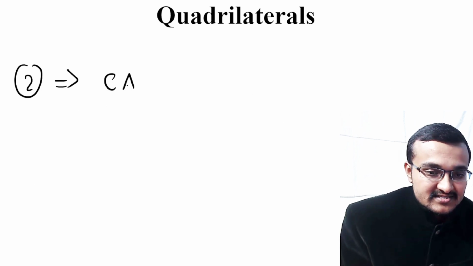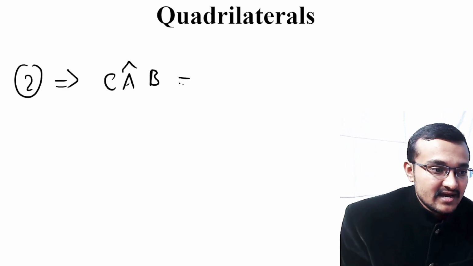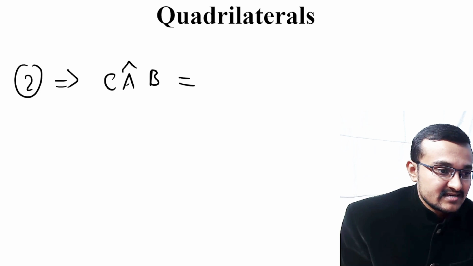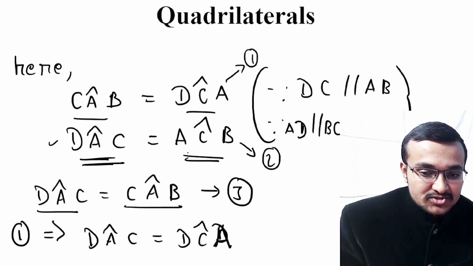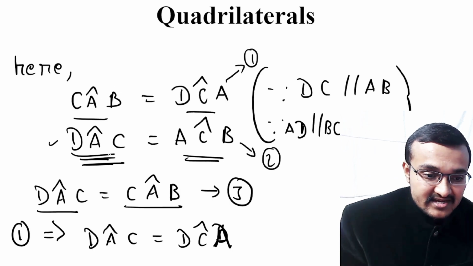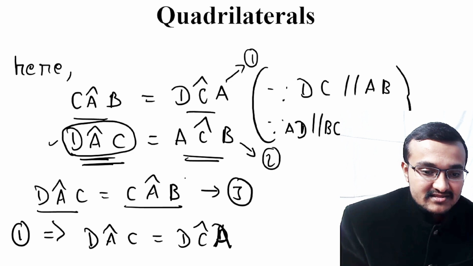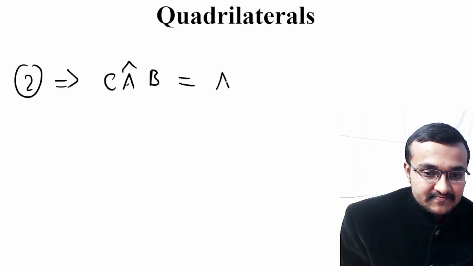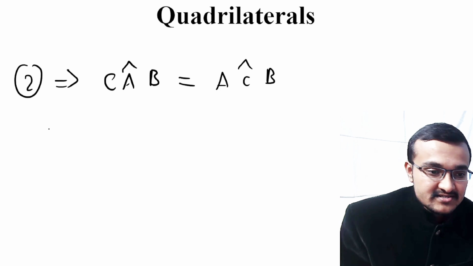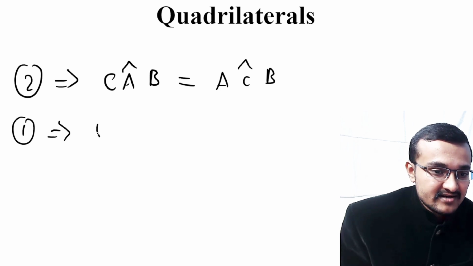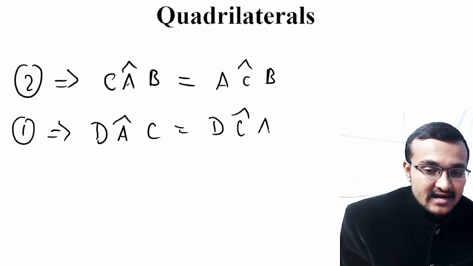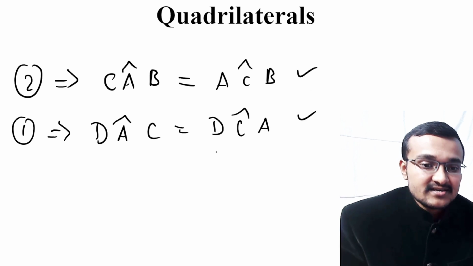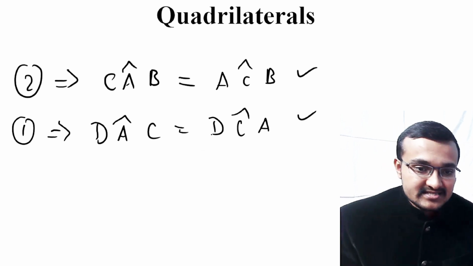So in the place of DAC, I'll substitute CAB and I'll make this CAB equal to ACB. I'm just writing this second equation where I am substituting DAC with CAB. So CAB will be equal to ACB. Now the first equation has been rewritten as DAC is equal to DCA, and the second equation we have written as CAB is equal to ACB.